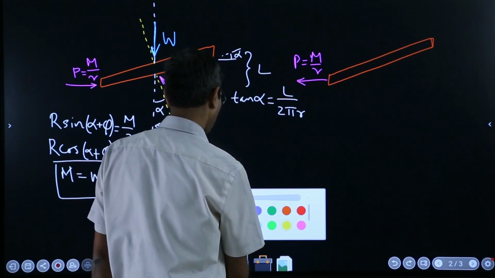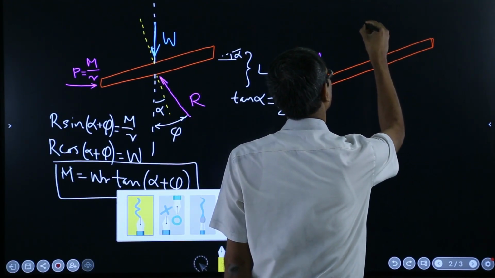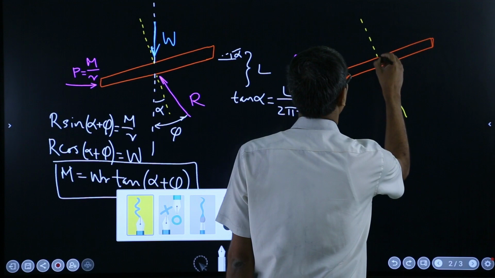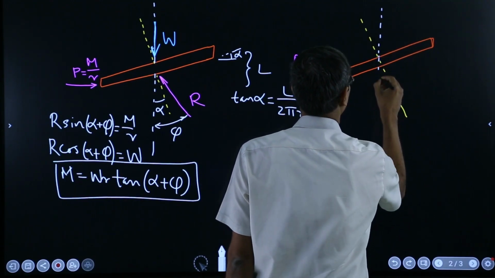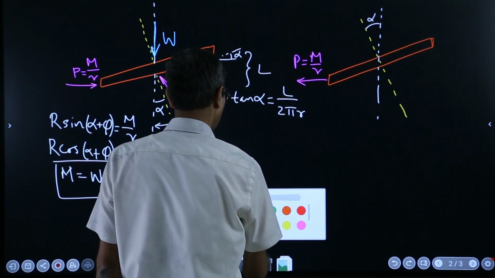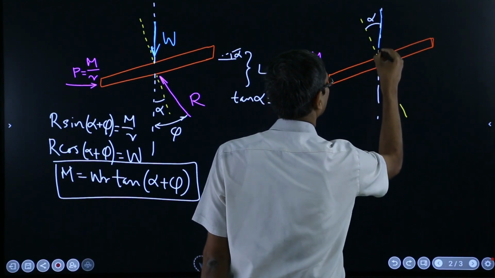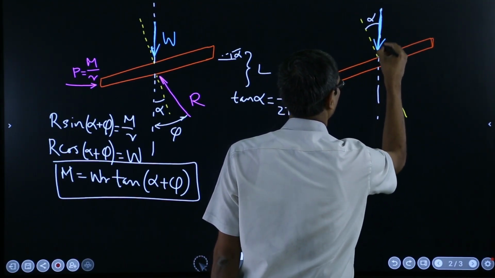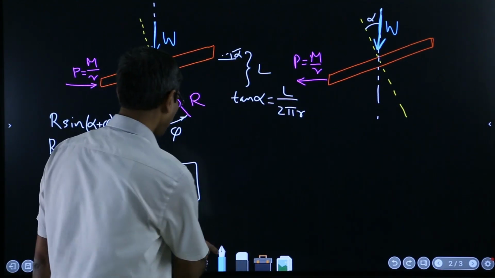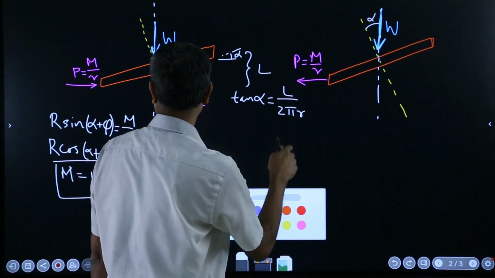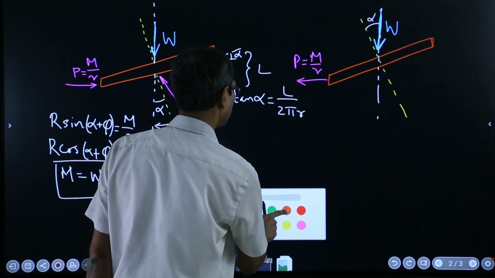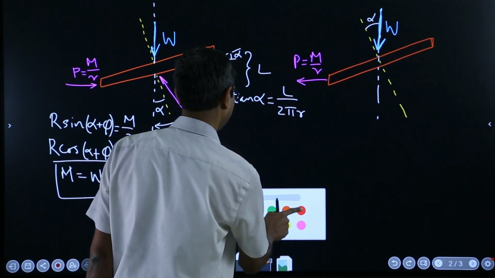And if I draw the vertical line through this, and the vertical to the ground, so this is alpha, and your weight is coming from this direction, this is W. Suppose your angle phi is greater than alpha, so I am drawing for that condition, which will look something like this.